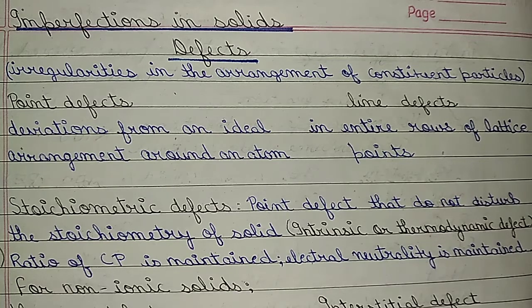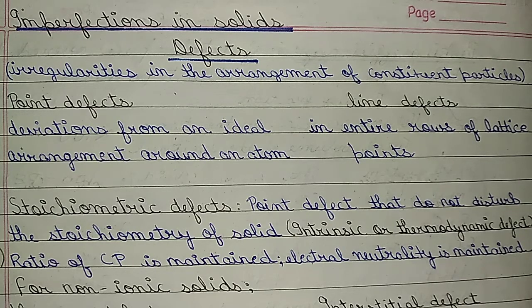Point defects occur when there is a deviation around an atom, while line defects occur when there is a deviation or irregularities in entire rows of lattice points. Basically today we will discuss point defects. First defect is stoichiometric defects. Now what is stoichiometric defect?